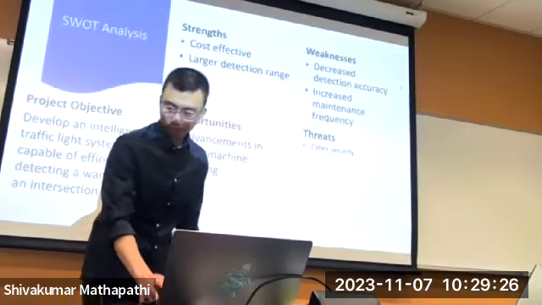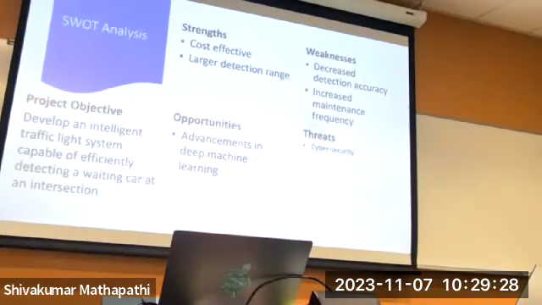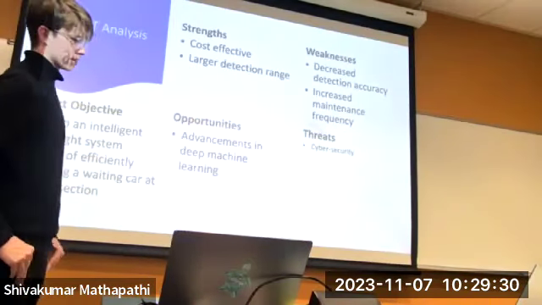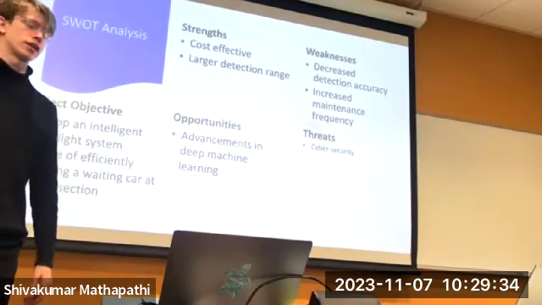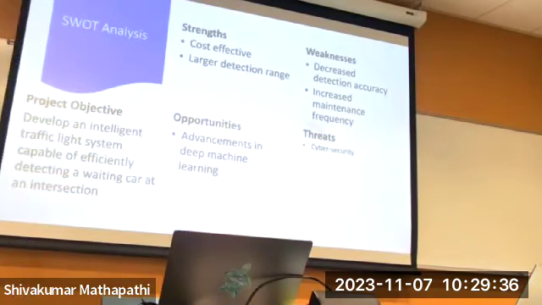Okay, David, please. SWOT analysis. Strengths of our project are that it's mostly cost effective per intersection. I estimate that the cost per intersection would be, if they already have a camera system, around 40,000, maybe less, depending on how much money you want to just kind of squeeze out of the city that you're working for.